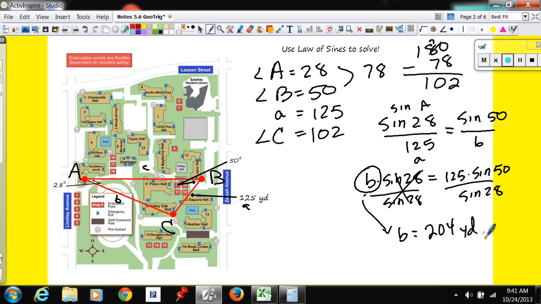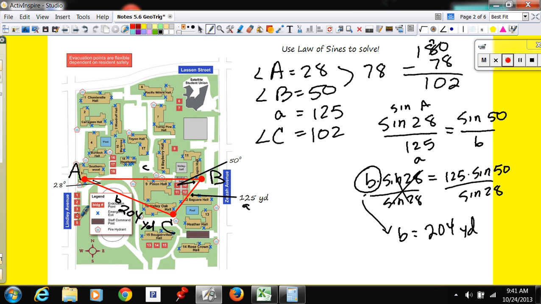Let's put that on our picture as well. B over here would be 204 yards. So now we have little b, just by using a proportion. Just by using our calculators, we found b. Now I want to find little c.